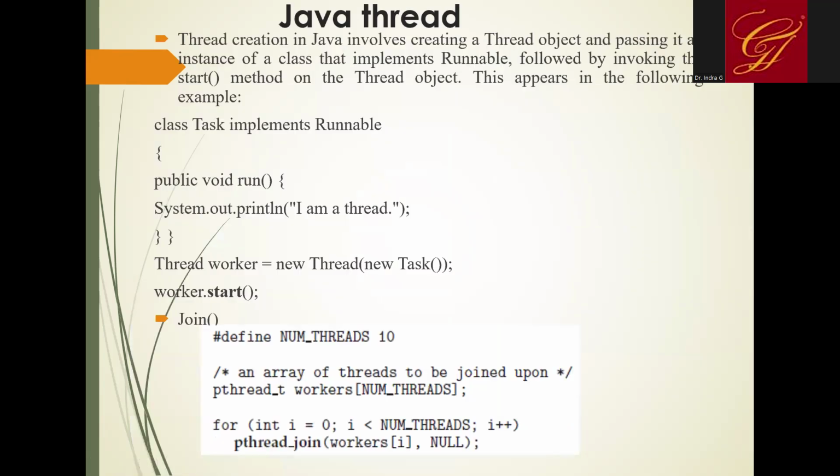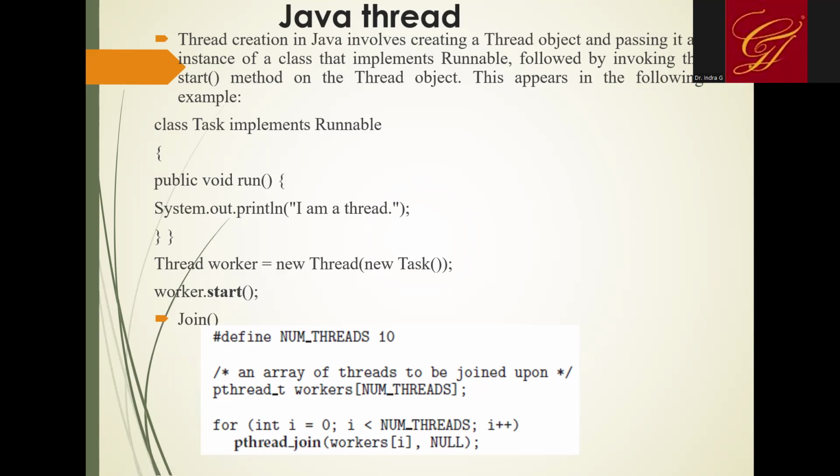Then moving on to the Java thread. Thread creation in Java involves creating a thread object and passing it an instance of a class that implements Runnable, followed by invoking the start method on the thread object. Obviously, whenever a thread has to be implemented in a Java program, we have to use the run method. The declaration of this public void run method is available inside the interface Runnable.